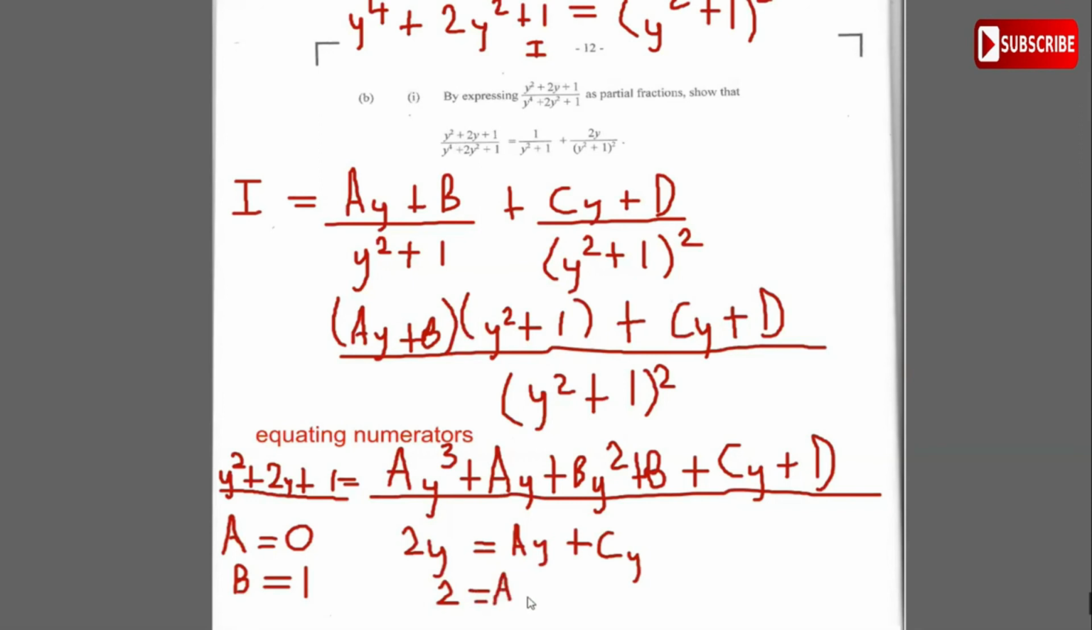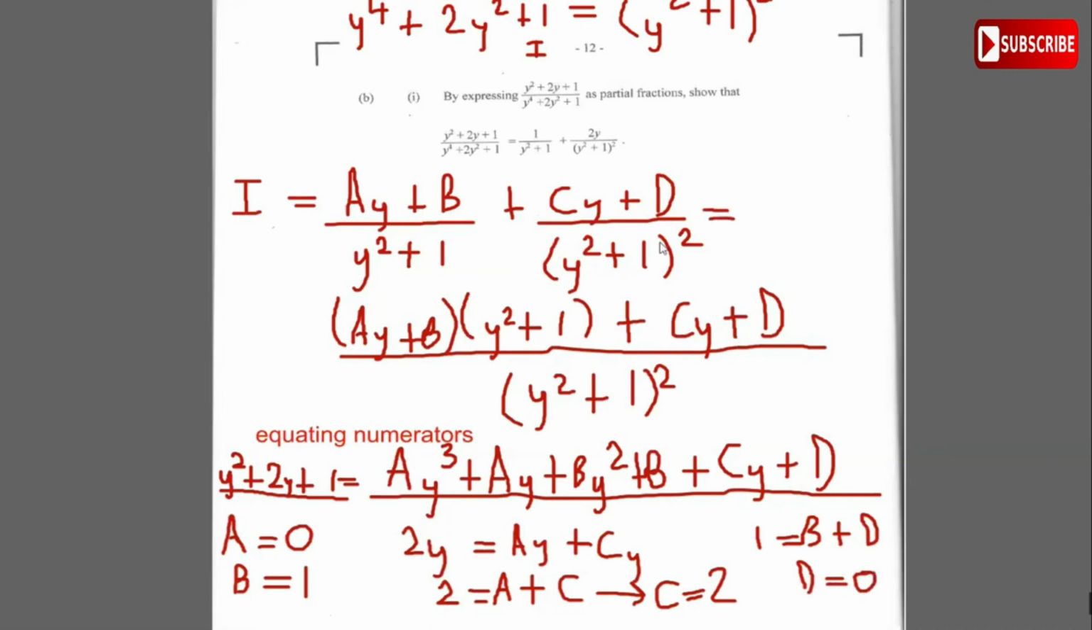But what do we know? We know that a equals 0. So that's telling us that c equals 2. And then equating our constants, we have b plus d is equal to 1. Equating constants, 1 is equal to b plus d. And since 1 is equal to b plus d, but b is 1, then d must be 0. So d is equal to 0. Now that d is equal to 0, we're good.